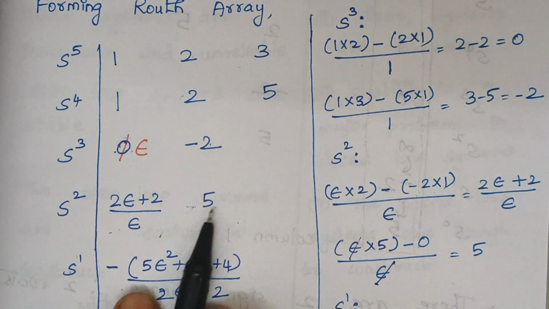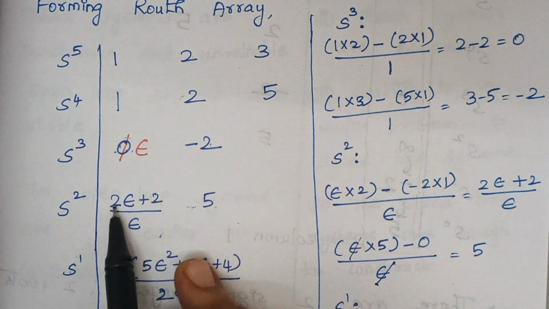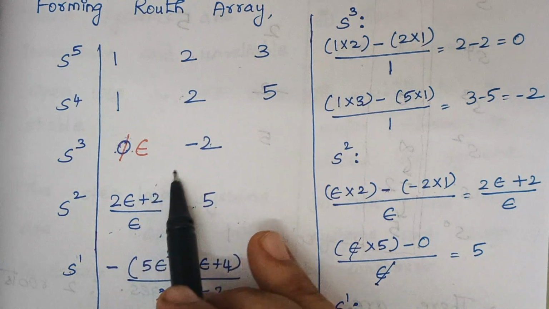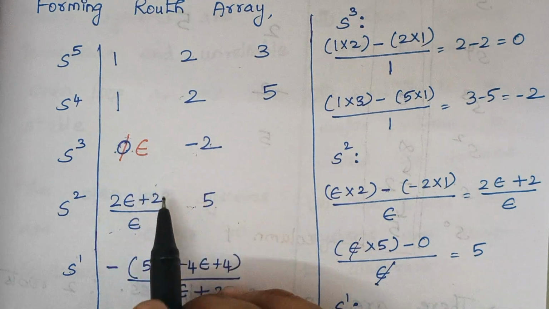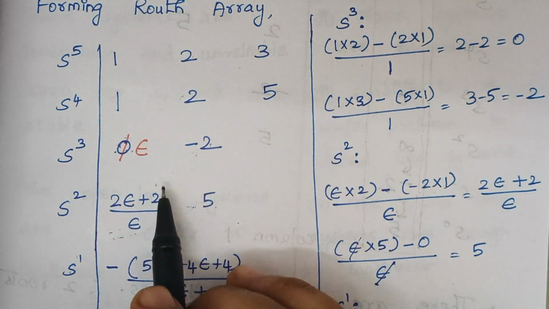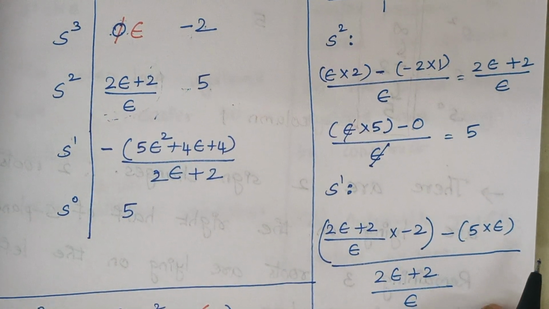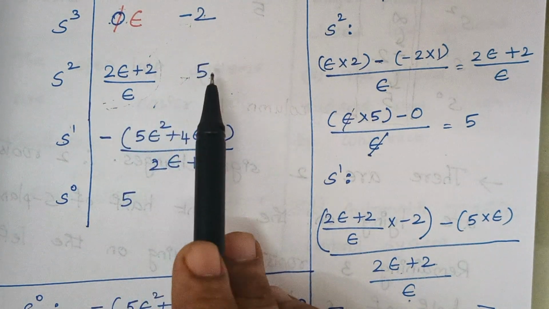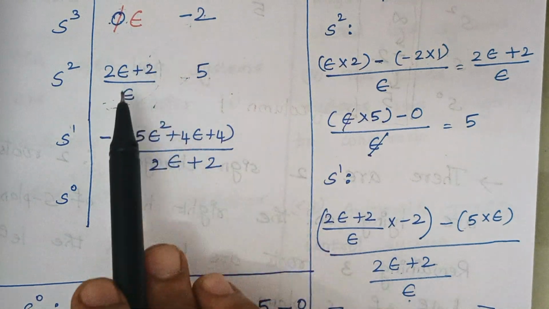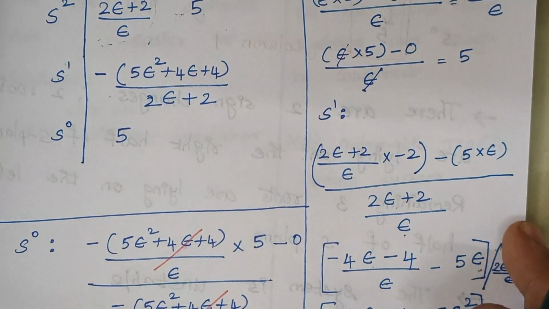The next step is to find s to the power 1. How do we find it? The multiplication is as usual. 2 epsilon plus 2 by epsilon multiplied with minus 2, minus 5 into epsilon, again divided by the term 2 epsilon plus 2 by epsilon. I have written the steps here. This term is multiplied with minus 2, and minus of 5 multiplied by epsilon, divided by the corner element. The next step is to solve.